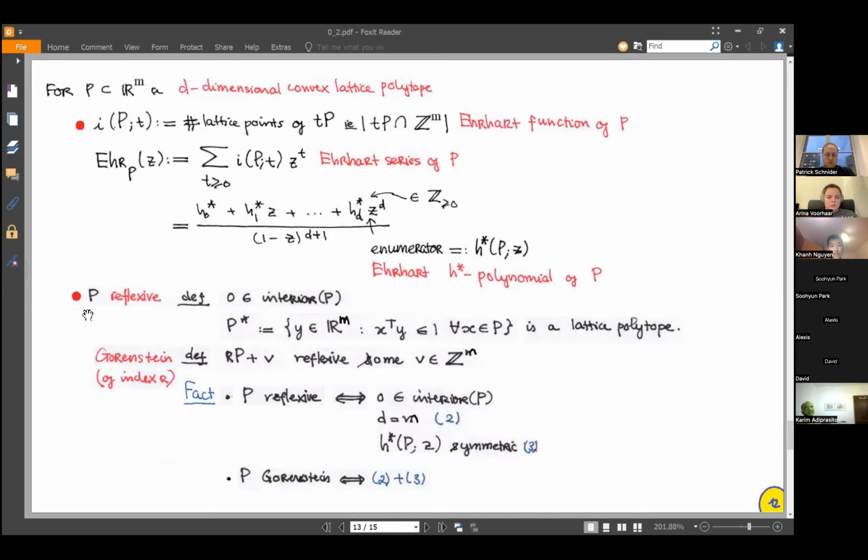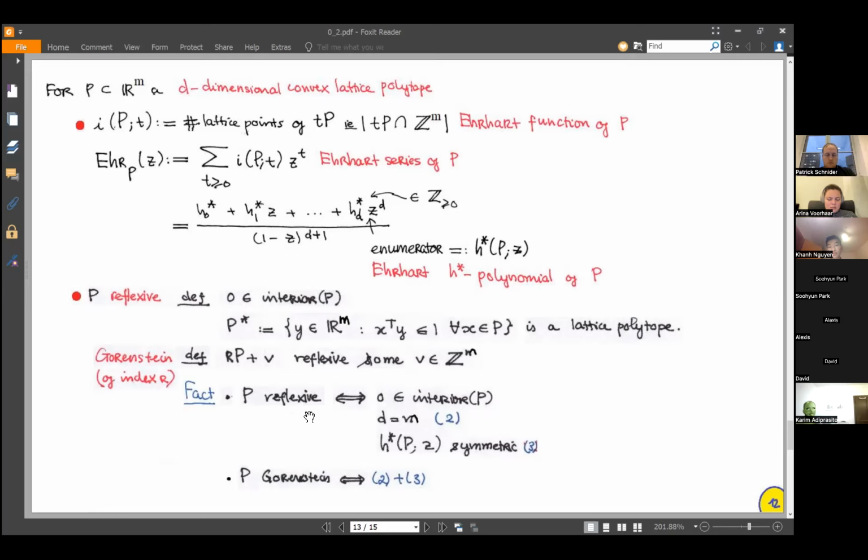and we say that P is reflexive if its interior contains 0, and the dual polytope P star is also a lattice polytope, and we say that P is Gorenstein of index r if rP plus v is reflexive for some lattice point v. And there are some facts.